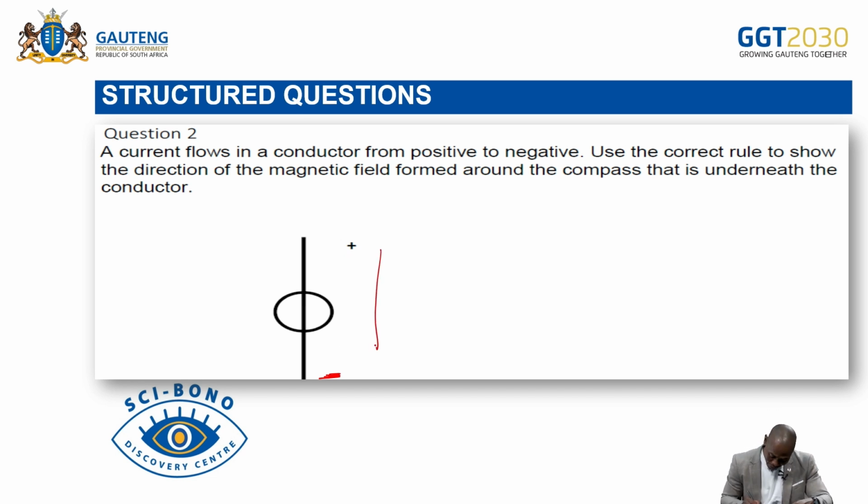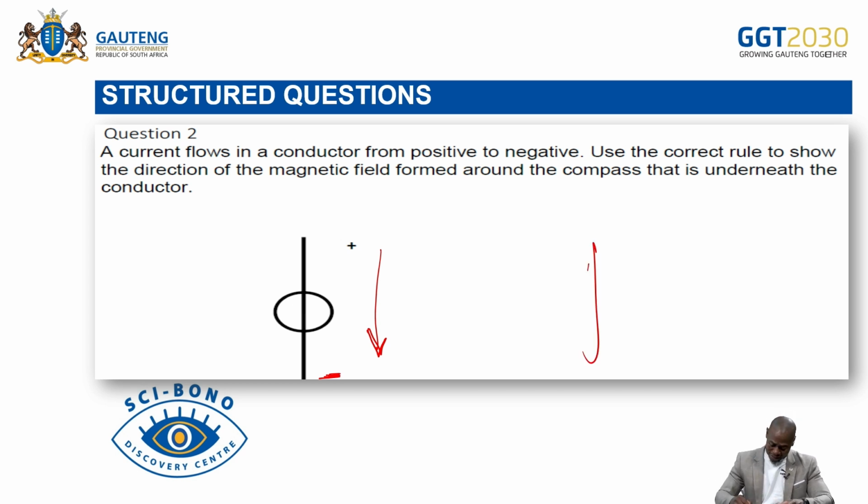So the direction of current you can see is into the page. All right, so this one is into the page, right? So if it's into the page, use the rule. Which rule are we using? Right hand rule. So right hand rule, the current is into the page. Remember, this is a straight conductor. Okay, so it's into the page.